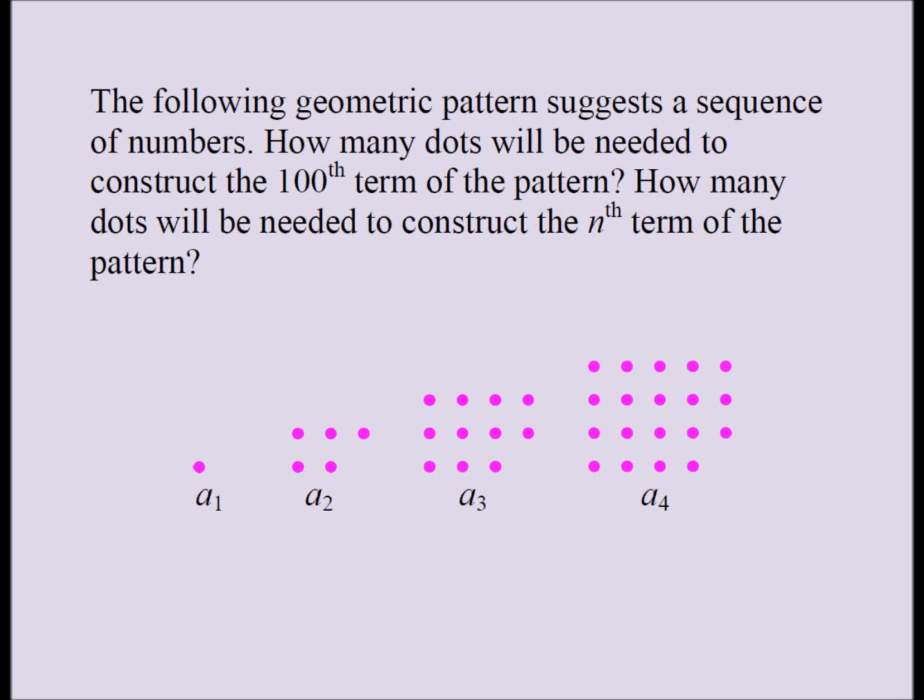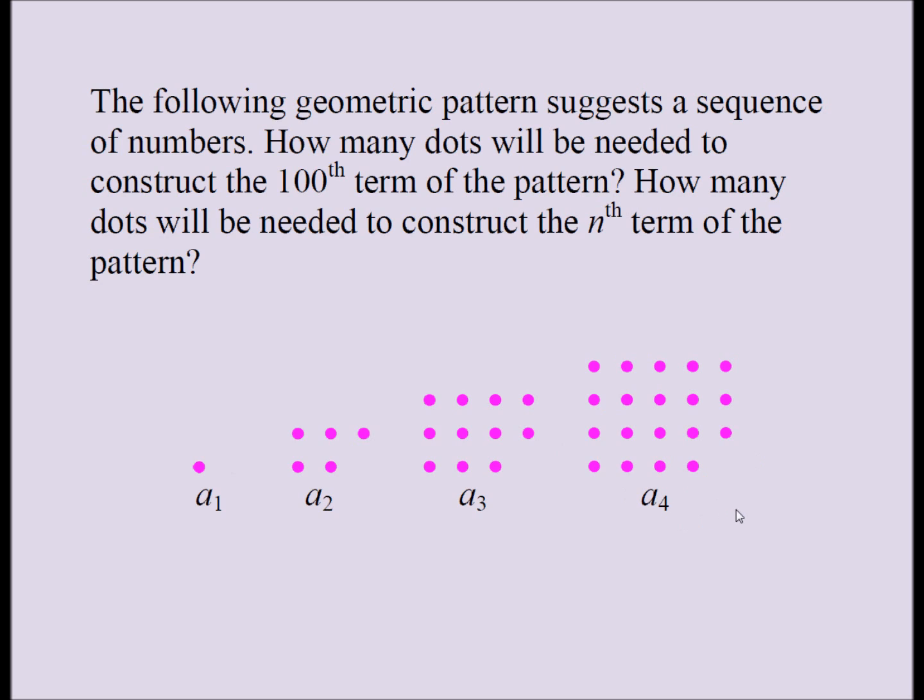The following geometric pattern suggests a sequence of numbers. How many dots will be needed to construct the 100th term of the pattern? How many dots will be needed to construct the nth term of the pattern? So the first term needs 1 dot, the second term needs 5 dots, the third term needs 11 dots, and the fourth term needs 19 dots.